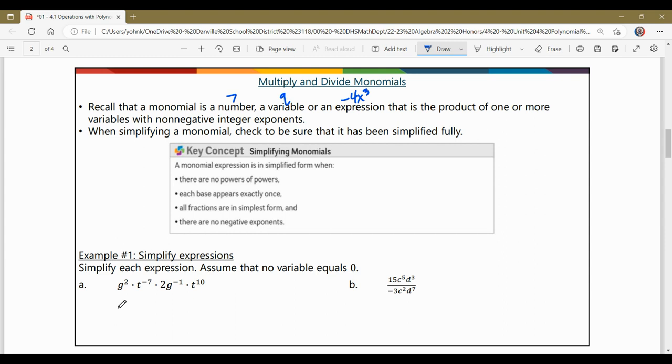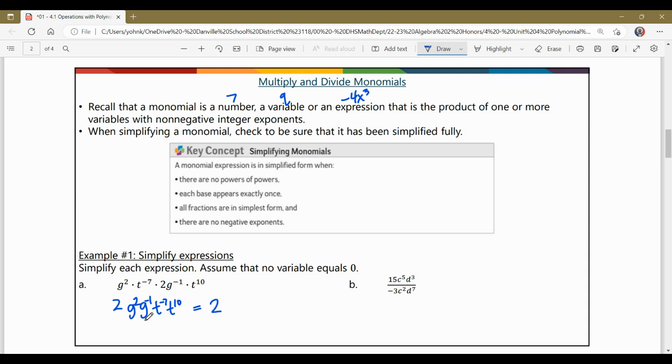Okay, so for letter A here, I'm just going to use the commutative property, which says I can kind of shuffle around the order. And so I'm going to put the number 2 in the beginning, and then I'm going to put my g to the second, g to the negative 1, and then I'm going to put my t to the negative 7, t to the 10th. So I'm just kind of grouping them together. Well, there's no other number that's being multiplied, so I'm going to leave it at 2.